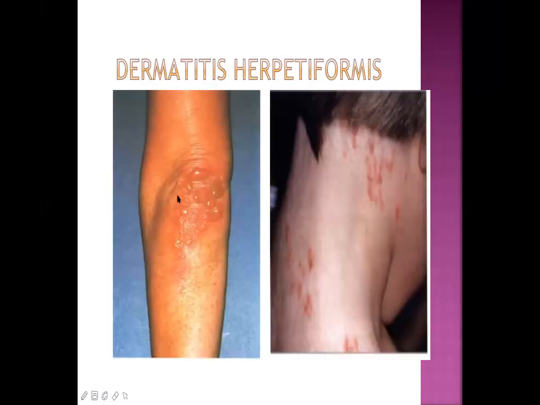Some other pictures. Okay, a little bit of blister formation is seen now. Small blisters are seen, but in another picture again the blisters are not there. Itchy rashes are there. Dermatitis herpetiformis.